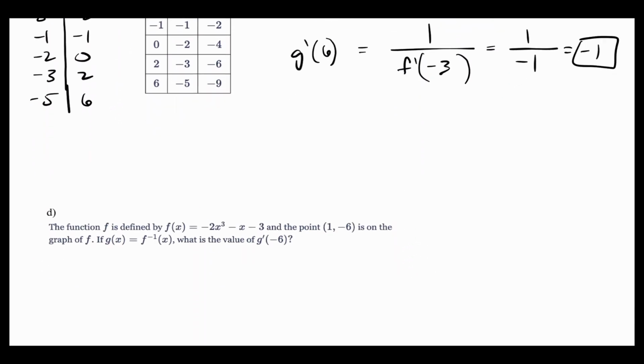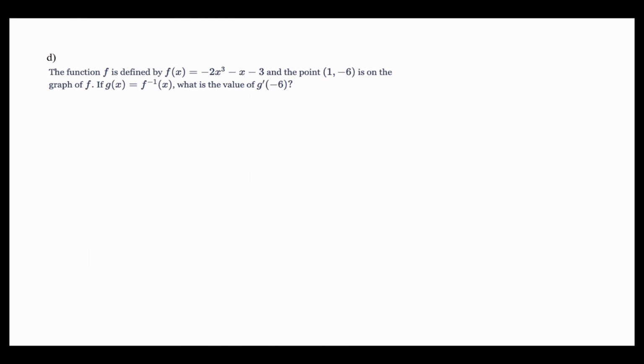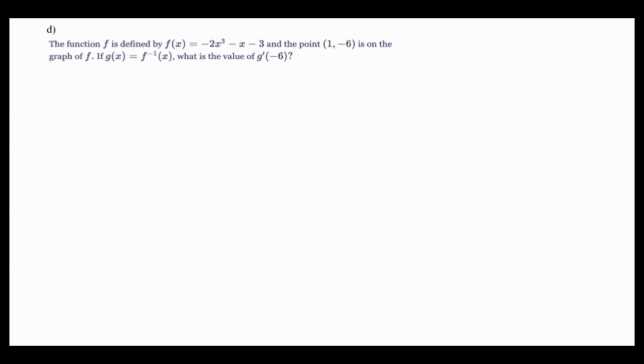All right, I want you to do letter D now. Do letter D on your own. This one's an equations one, so we're going to go back to our steps that we did earlier.